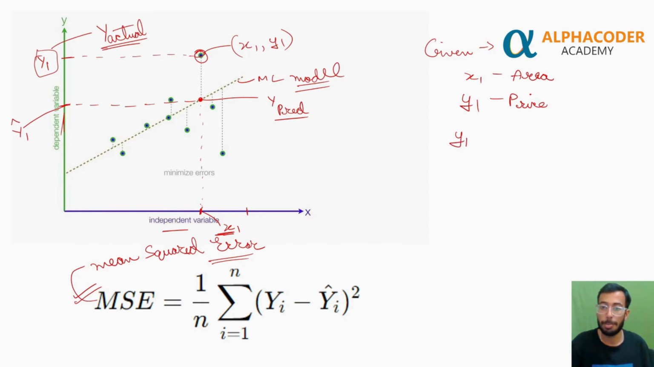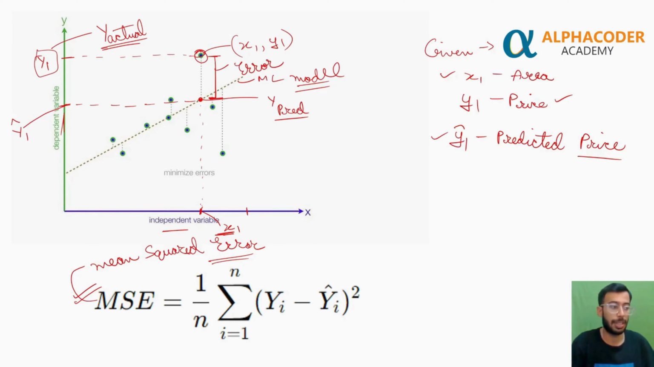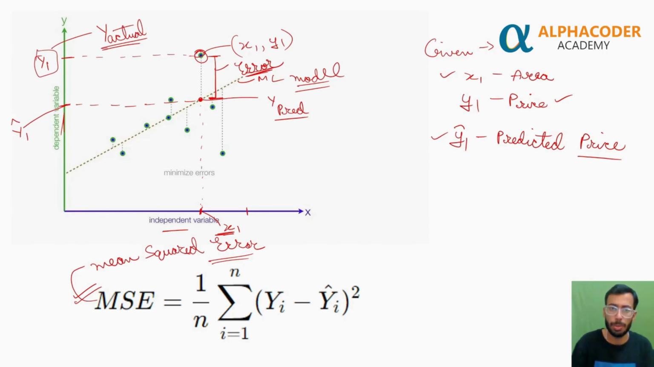So y1 cap is nothing but the predicted price by our machine learning model. We have got the actual price, the predicted price, and the area, that is x1. So we have three things: x1, y1 and y1 cap. Now you see that there is a difference between the actual price and the predicted price. This is the difference that we have, and we call this value error. This is for one point, only x1. For this particular x, there is again some error that will come. For this point, this is the error.